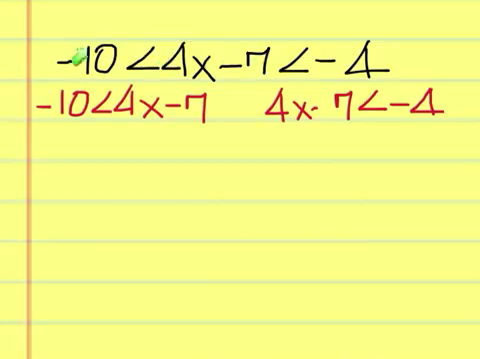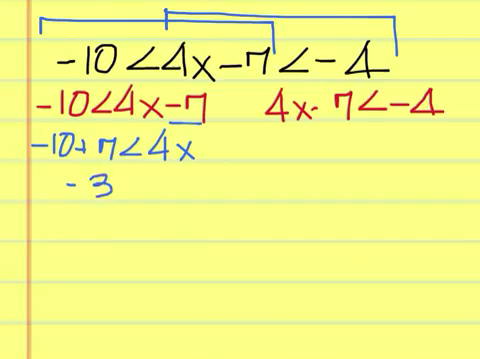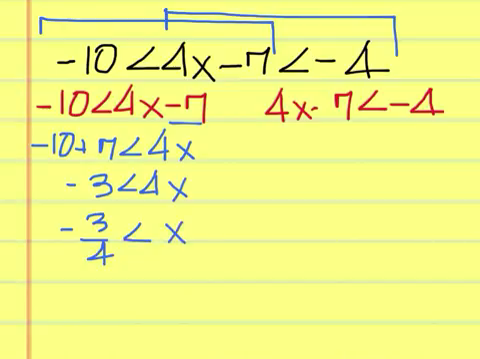I've used this and then I've used this. With the blue line, in other words, I've used this and then I've used this. Two separate inequalities. Solve each one separately. So move the minus 7 to the left on this one and make it plus 7. Simplify the left to get a negative 3. And then divide by the 4 that is with the x. So negative 3/4 less than x is one part of it.